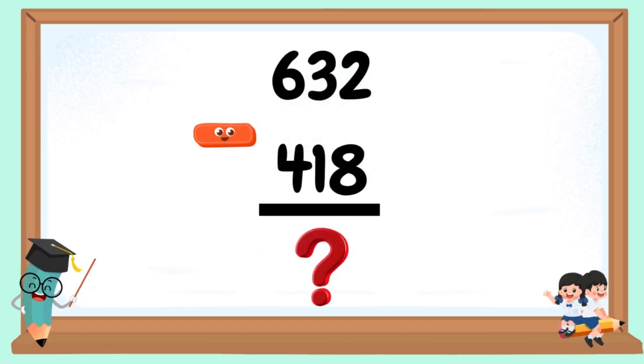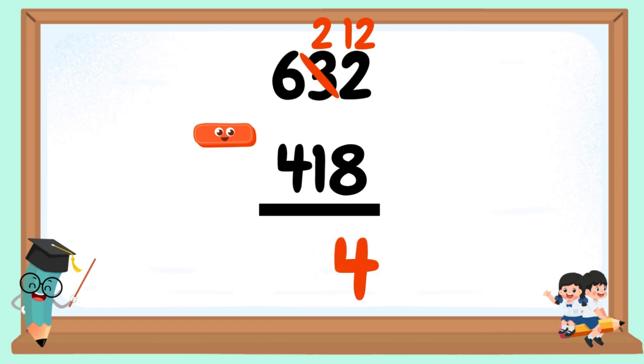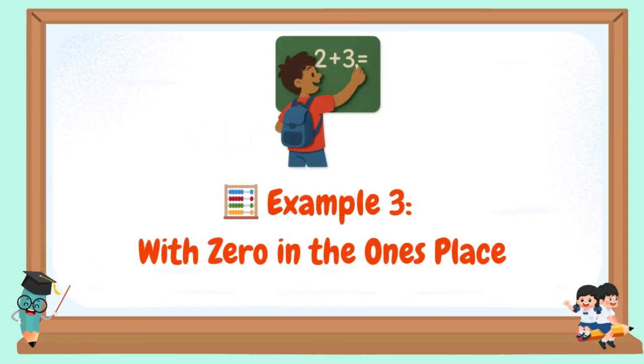632 minus 418. 2 minus 8 cannot be. That's why we need to borrow 1 from 3. 3 will become 2 and 2 will become 12. 12 minus 8 is equal to 4. 2 minus 1 is equal to 1. And 6 minus 4 is equal to 2. 214 is our difference.